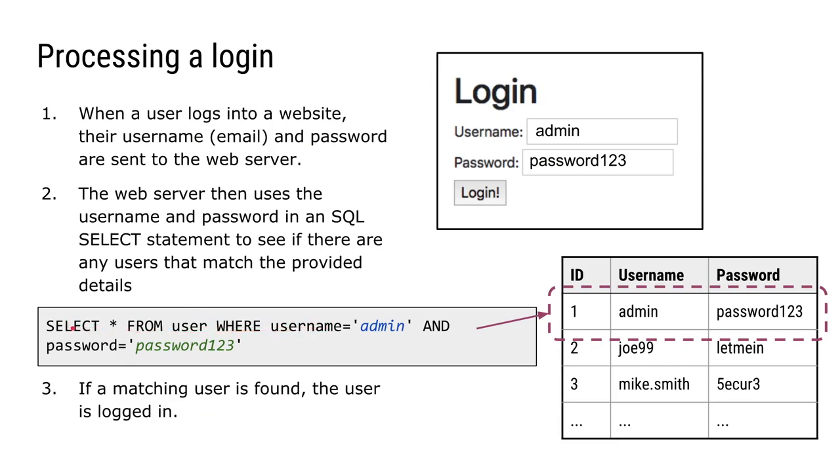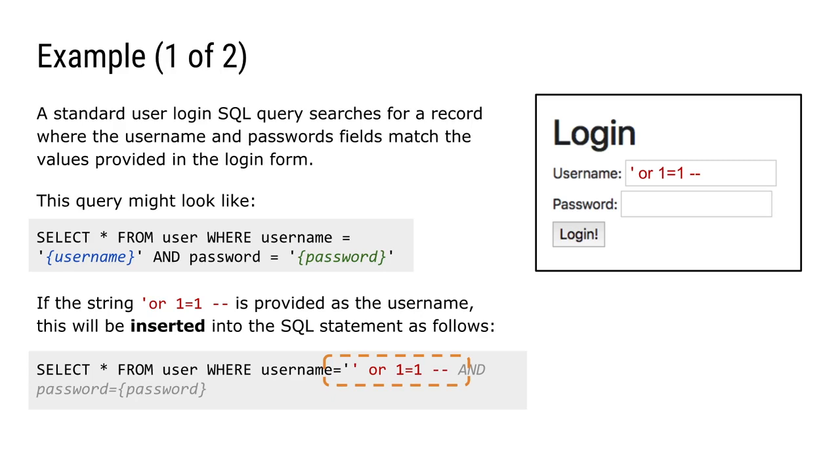Because you know it's going to run this, if we can chuck some extra stuff in here that causes it to do other things while it's running this query, then we can get it to do something else on the database other than just perform a standard user authentication. So here's a bit more detail into that example. The standard user login SQL query searches for a record where the username and password match the values provided. So here's our standard query again.